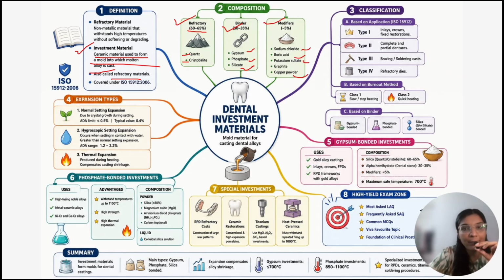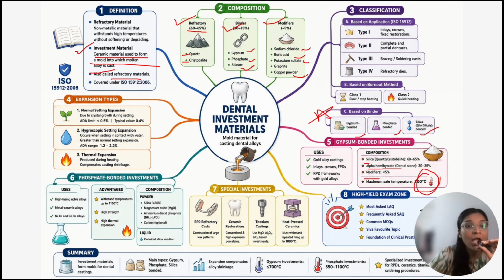Then the classification. The main classification is based on the binder. So it can be gypsum bonded, phosphate bonded, or silica bonded. Gypsum bonded, the most common use is for gold alloy. The composition is silica, alpha hemihydrate, which is the binder, and modifiers. The maximum safe temperature was 700 degrees centigrade.